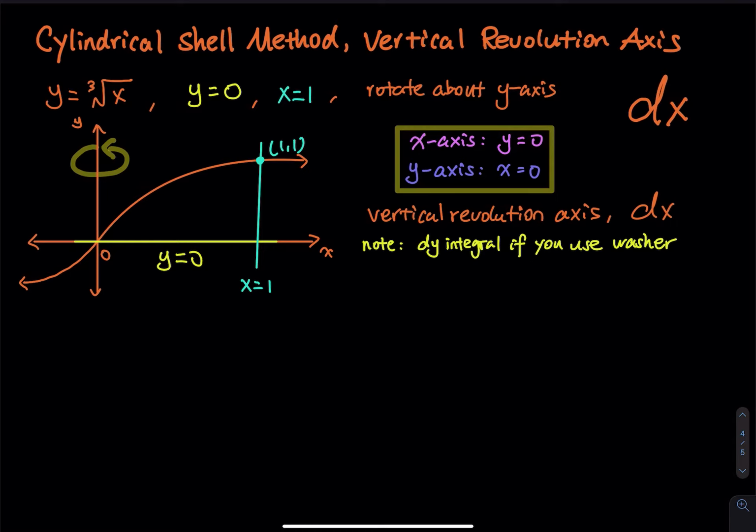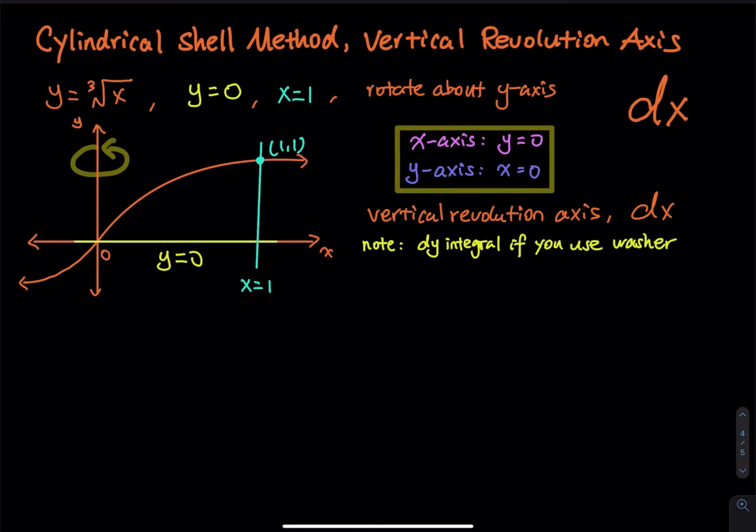When you deal with a volume problem, keep in mind that the x-axis is y equals 0, and the y-axis is x equals 0, right? And if you use the washer method back then, this is going to be a dy problem. Since we are using the shell method, we will be using a dx.